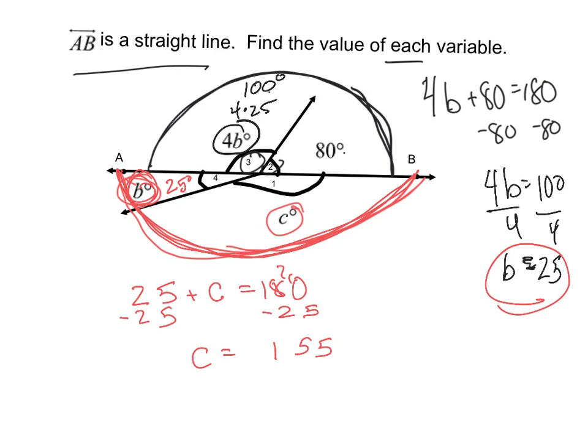Okay, so it said to find the value of each variable, and I just did. If I checked it, 155 plus 25 should give me 180, which it does, so I am good to go. It asks for the value of each variable, so I do not need my degree symbols, but if I have them, that's okay.